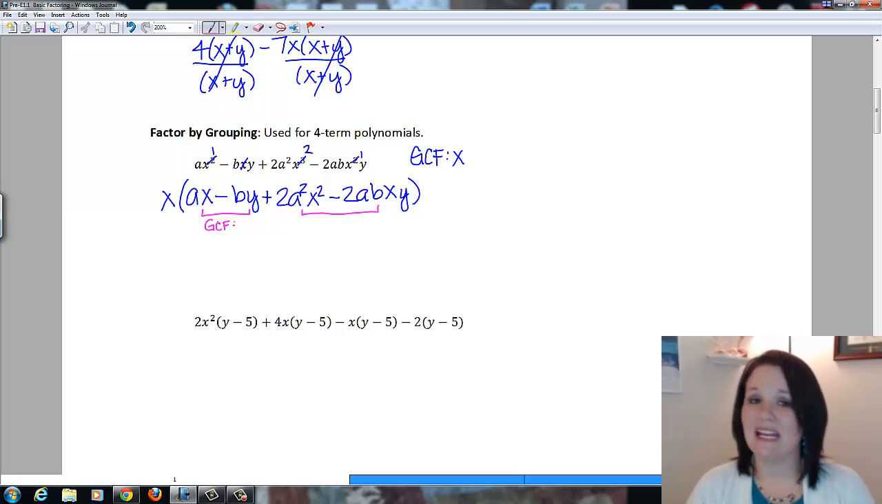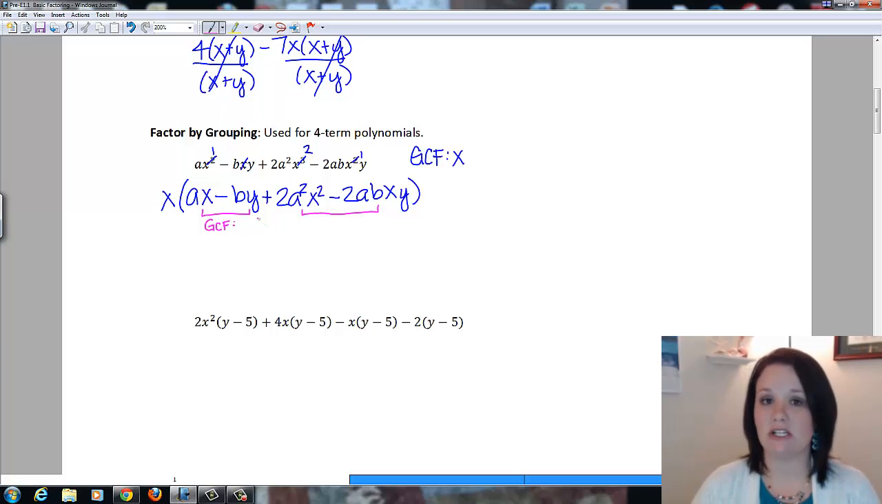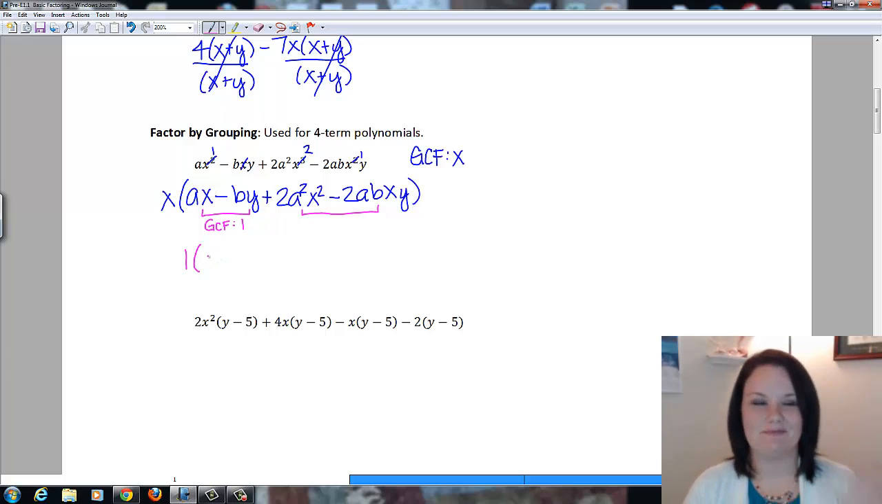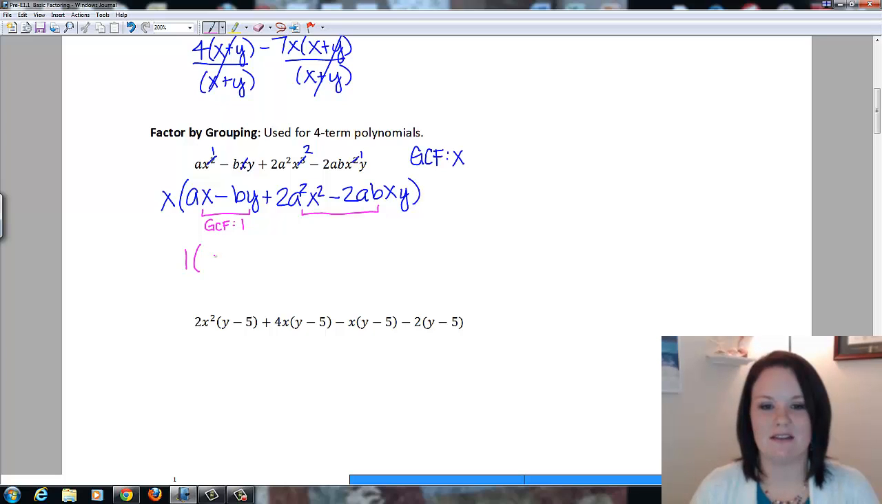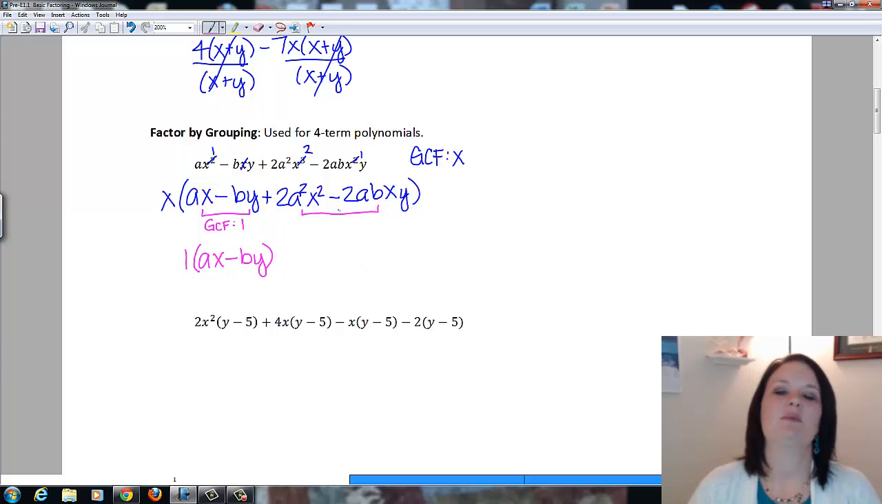If they don't have anything in common, the only thing we can divide out or factor out without changing the value is a 1. So I'm just going to say my greatest common factor here is a 1. So I'm going to go ahead and take out that 1, which obviously when I divide by 1 doesn't change the value of the expression, so it leaves me with ax minus by. So that one wasn't very exciting. But let's look at the second one.